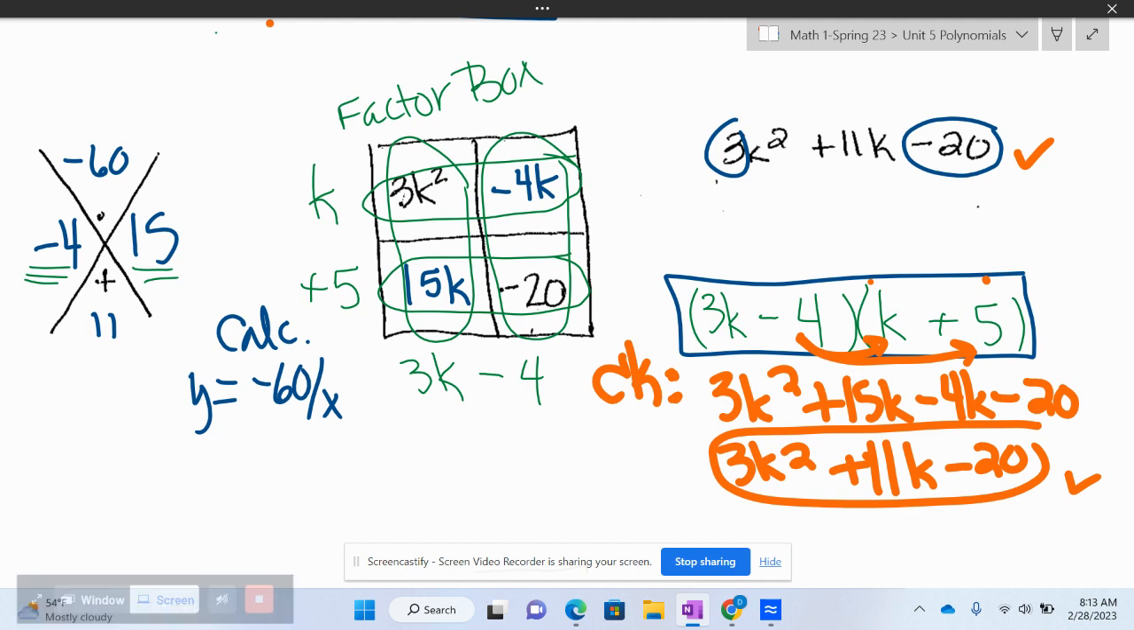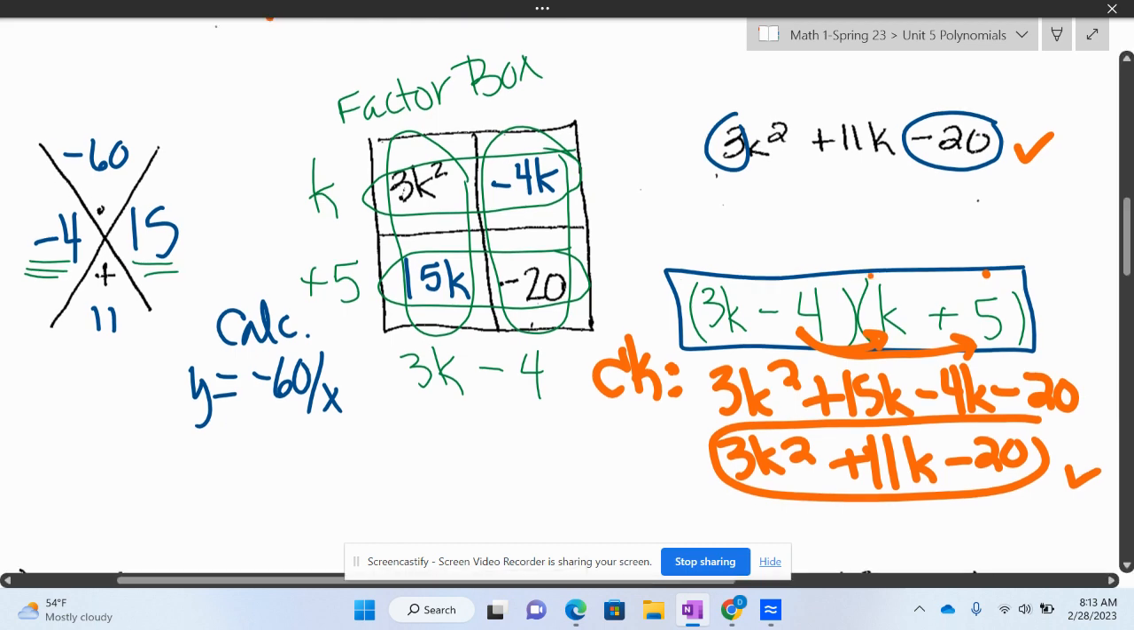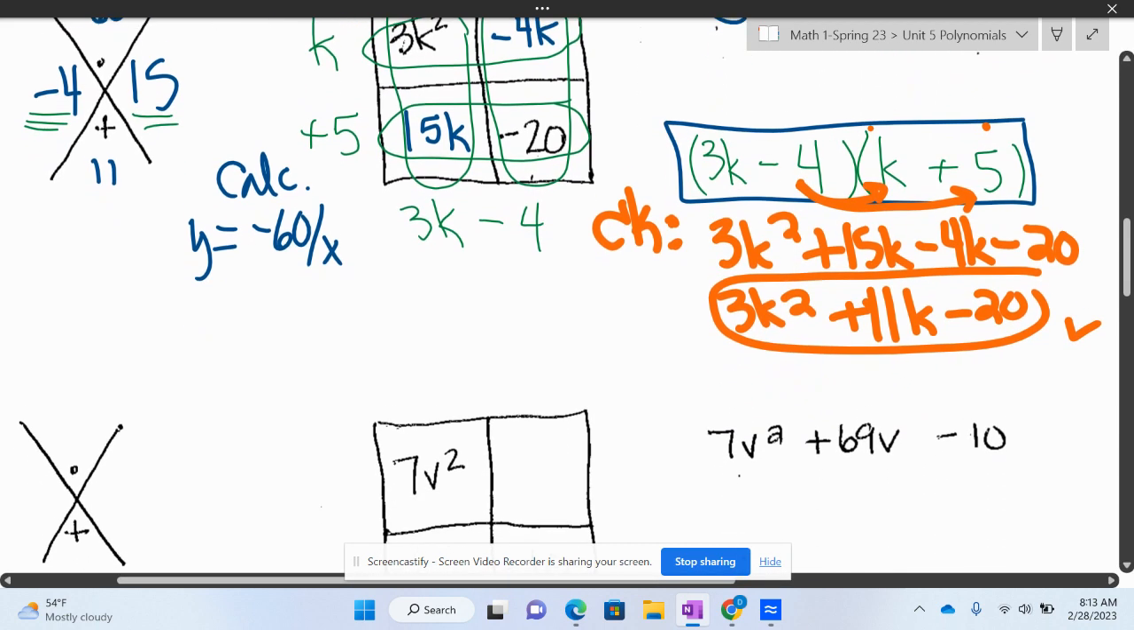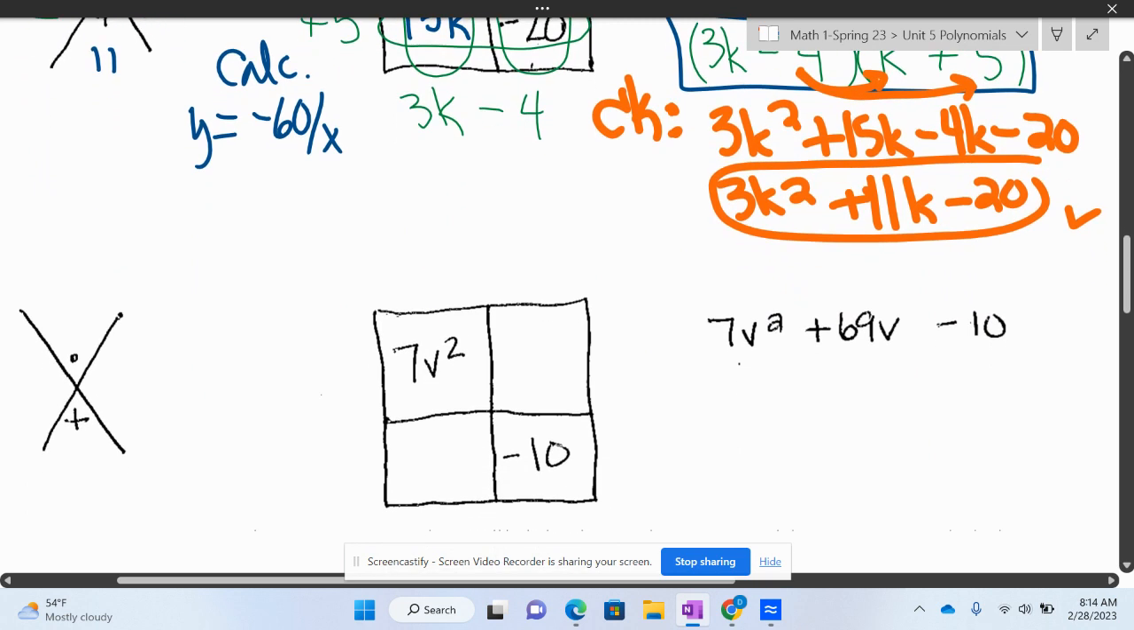Okay. So we're going to try to use the factor box. And I drew them for you and kind of filled them in so you guys understand the process. You can choose to use this method or you can use the grouping method. Okay. I'll try to go back and forth between the two. So let's see. This should be number 7 on your worksheet.